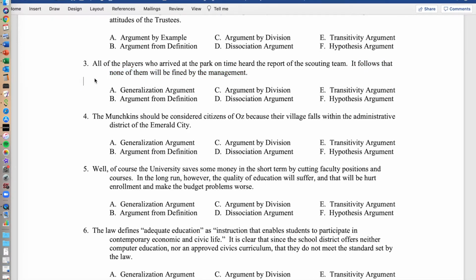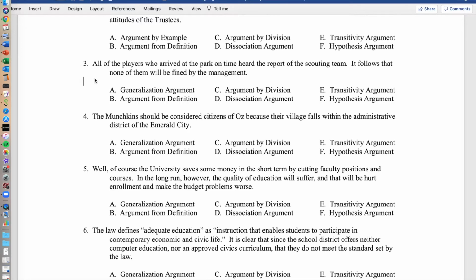But the evidence here, if we read carefully the evidence statement, how do we know that none of them will be fined? Well, the players who arrived at the park on time heard the report of the scouting team. So we have in that first evidence statement a subject term and a predicate term. The subject term is players who arrived at the park on time. The predicate term, players who heard the report of the scouting team. And then the conclusion is, it follows that none of them, who's the them? It's the players who arrived at the park on time, the same subject term, but now it's combined with a different predicate term, players fined by the management.